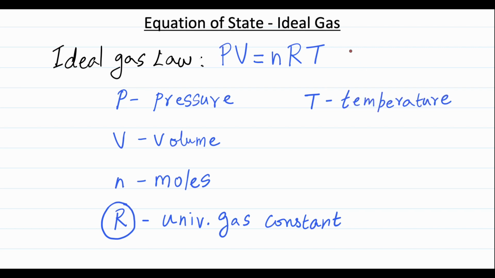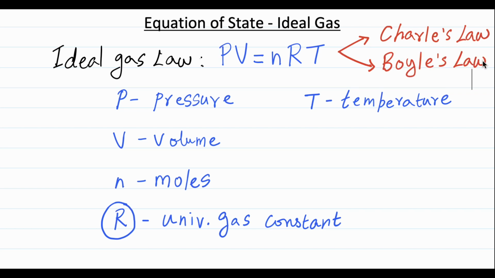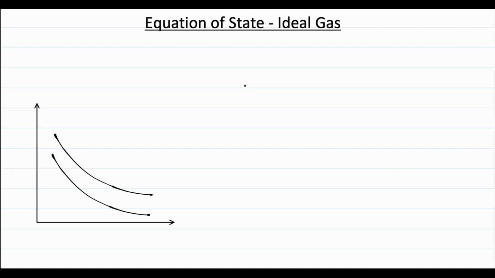And this ideal gas law is formed or derived using two other laws, namely Charles' law and Boyle's law. Now, to derive the equation of state for an ideal gas, we need to understand Boyle's law and Charles' law. So, let's start with Boyle's law.